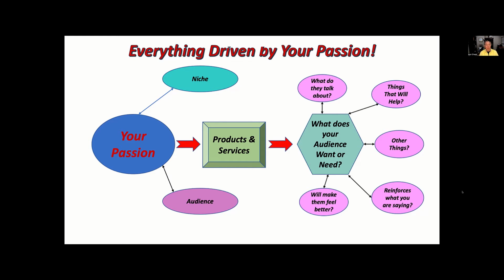Everyone talks about wanting to be an entrepreneur, but what do I do? How do I take that first step? You find your passion, identify your niche, identify your audience. What are the products and services, and how do I come up with those? Well, think about the audience. Think about your friends. That circle you're always talking to. What do they talk about? What things would help them in what they're doing?